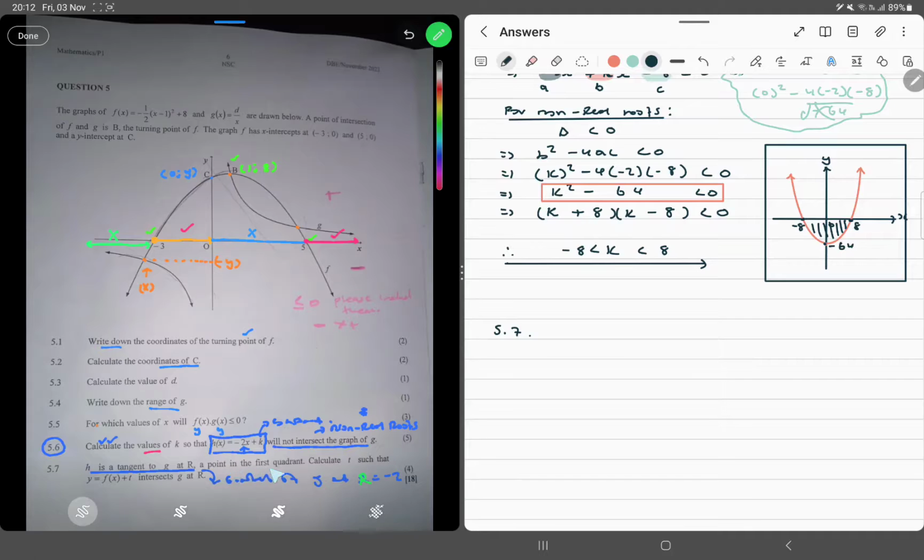Now it says a point in the first quadrant. So meaning this point r is any point in the first quadrant. So let's assume this is this point r here. We don't care where it is, but we're going to say that is our point r. And obviously our point r is going to have some x value and some y value that we may need to find out. So this is our special guy. Now we are told also, calculate t such that y equals f of x plus t intersects g at r, meaning they have equal roots there.